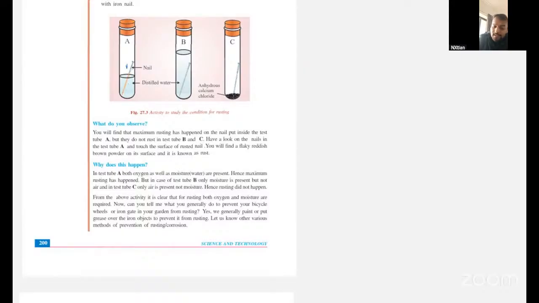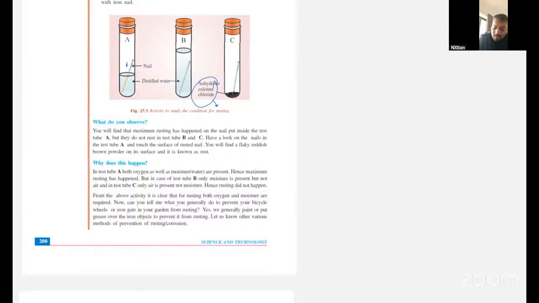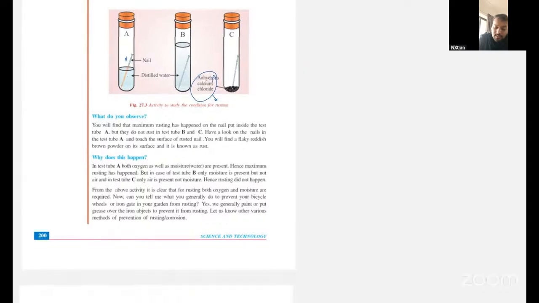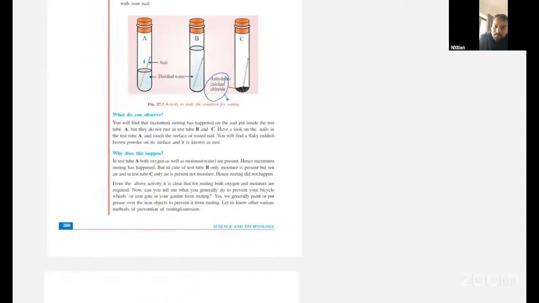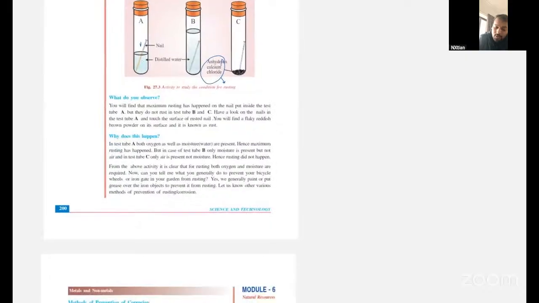Okay. And the C part, calcium chloride. Calcium chloride is a salt which absorbs moisture. There is no moisture and there is only air. So it means that in C also the iron nail will not rust. Did you understand, guys? So from the above activity it is clear that rusting needs both oxygen and moisture.